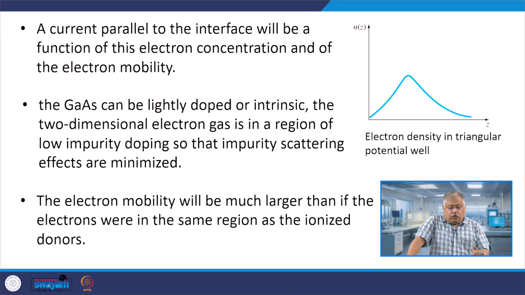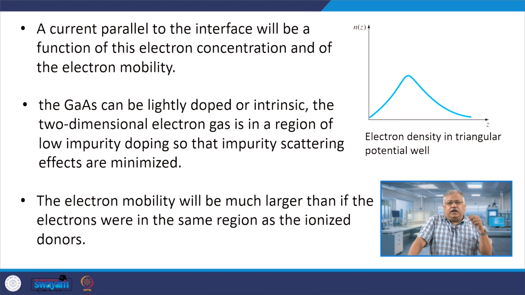Now, of course, the current parallel to the interface, not perpendicular to the interface, will be a function of electron energy and electron mobility. So, it will depend upon the concentration of electrons and obviously on the mobility of the charge carriers. Now, since gallium arsenide can be lightly doped or is near intrinsic, the 2-dimensional electron gas which is there will have very low impurity scattering, minimized to a drastic minimum, and therefore, the mobility of the charge carriers will be much larger, and as a result you will have a larger current as compared to a standard silicon diode, right.